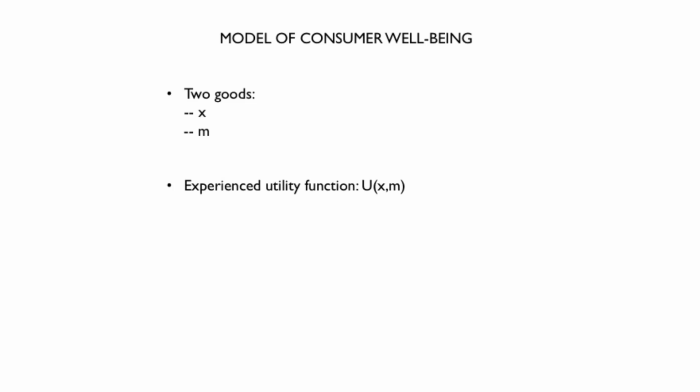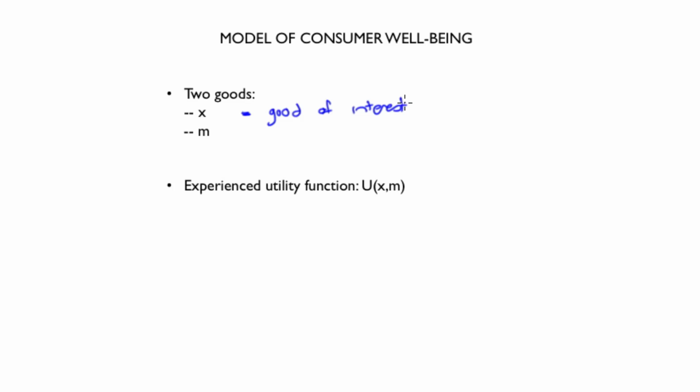The first element in our model of the consumer is a model of his or her well-being. In particular, we're going to look at a world that is an extreme simplification of reality, in which the consumer only cares about two goods. A good X that is going to denote the good of interest, the problem that we are interested in.